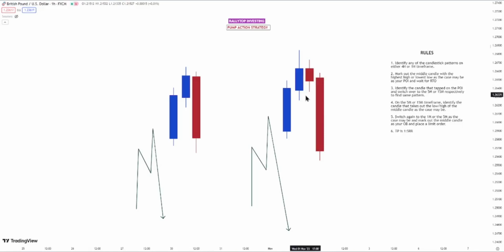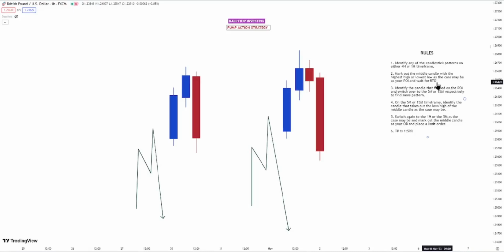All right? Now, let me get to the rules. We have 6 rules here. Please pay attention because I'm going to explain all of the rules as we go on the live chat. Now, number 1 rule says identify any of the candlestick patterns on either 4H or 1H time frame. And I have just done that. I've told you that these patterns must be found on the 4H or 1H time frame. Second rule says mark out the middle candle with the highest high or lowest low, as the case may be, as your POI and wait for RTO.